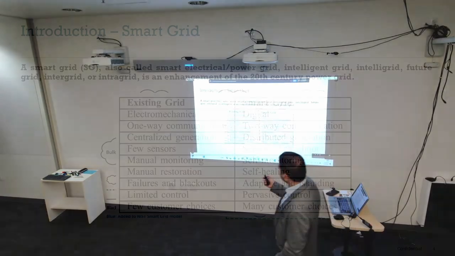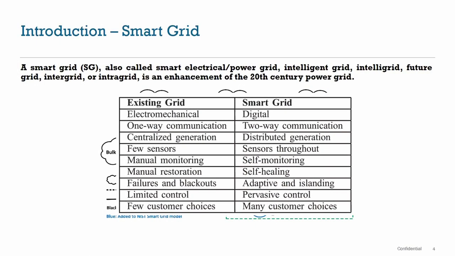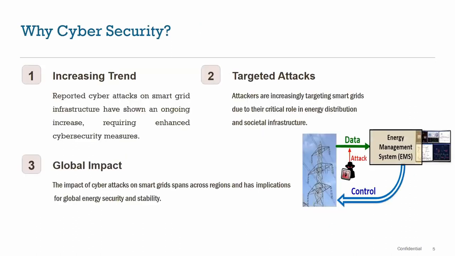But let's also review some other features. In existing grids, we have different features which have been revolutionized in the smart grid. But one of the features that we will talk about in this presentation is self-healing. A smart grid should be equipped with a feature called self-healing. We will see how this self-healing feature works in cybersecurity and how researchers in cybersecurity overlook this feature, self-healing.